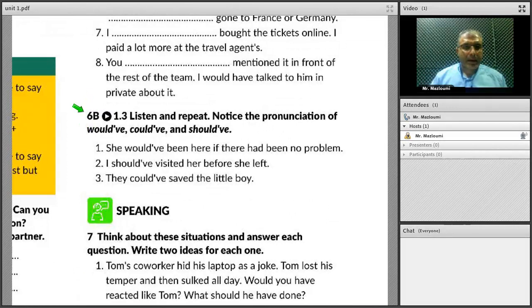6B, listening 1.3. Listen and repeat. Notice the pronunciation of would've, could've, and should've. So, everyone, we don't say would have, we say would've, could've, and should've.